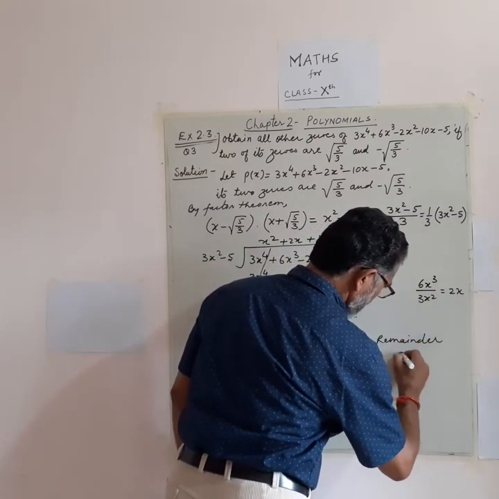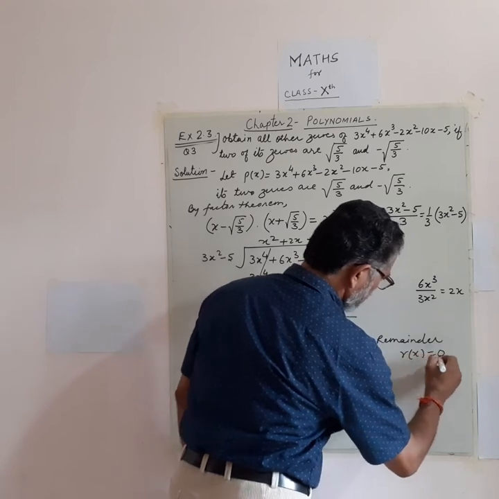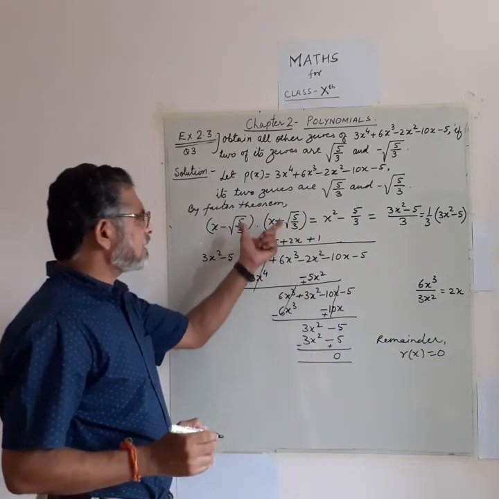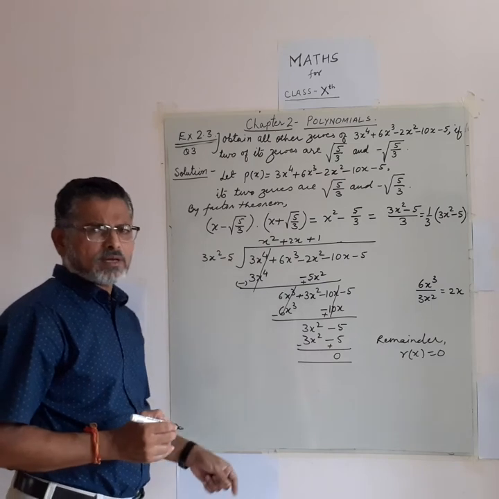Remainder, that is Rx, is 0. So definitely ये factor था इसलिए remainder 0 मिलेगा आपको.